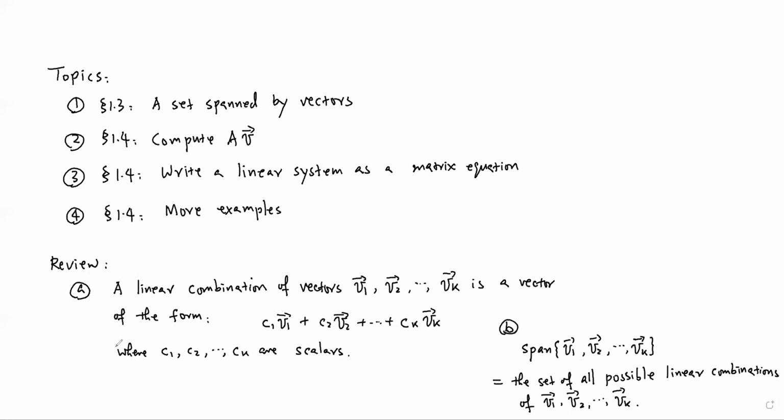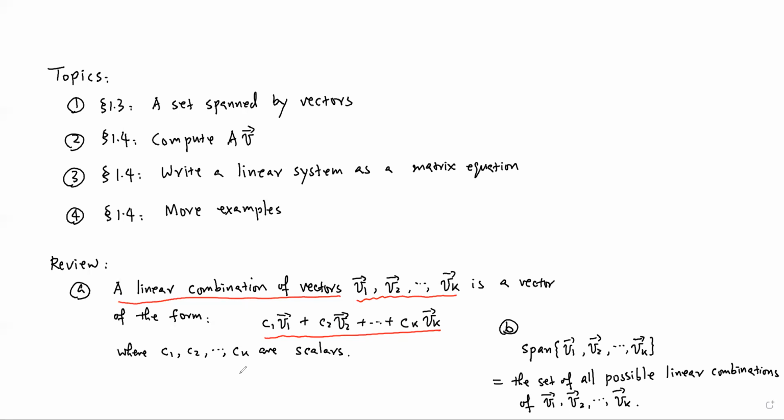The first one is a linear combination. A linear combination of these k vectors is a vector of this form. A scalar times a vector plus a scalar times a vector plus a scalar times a vector, and so on. A combination of this form is called a linear combination.